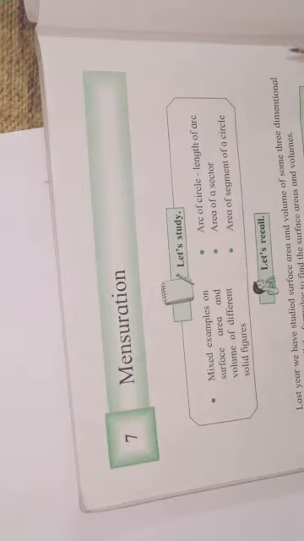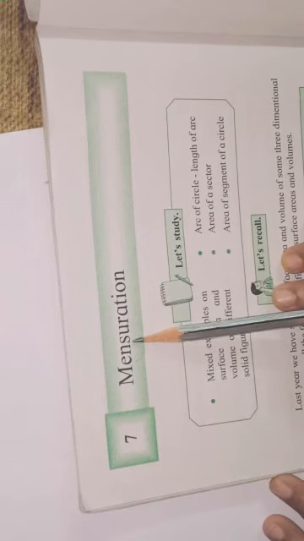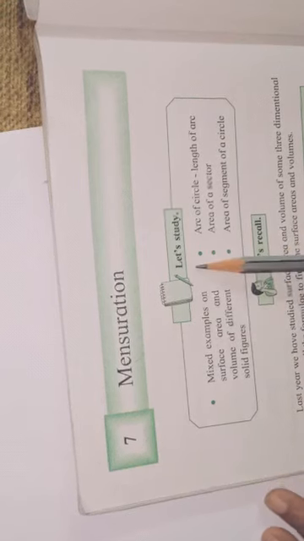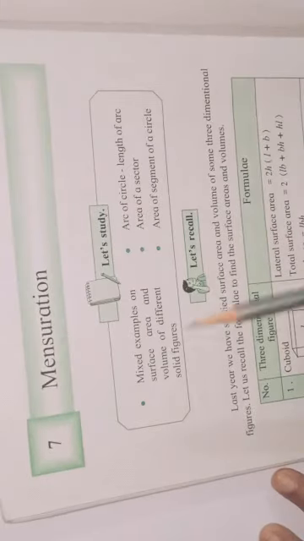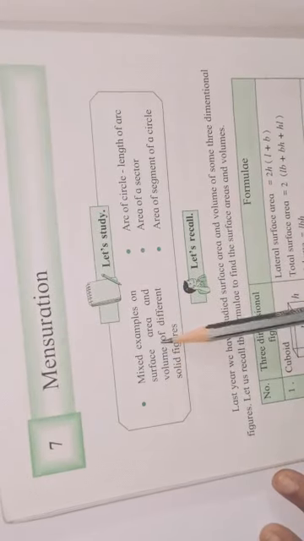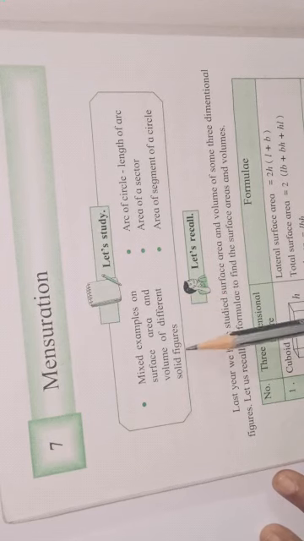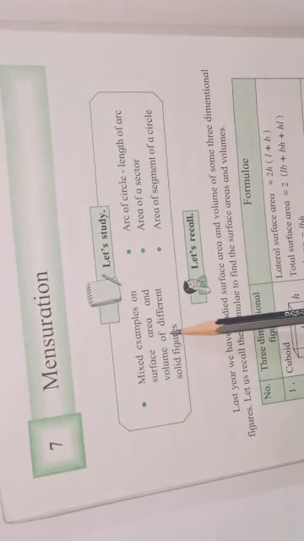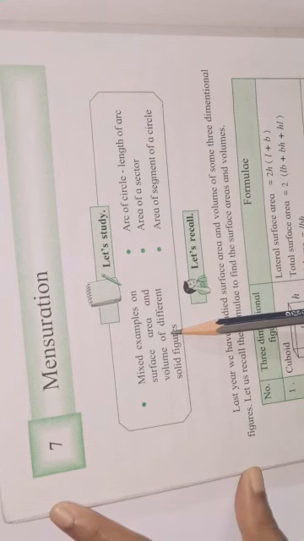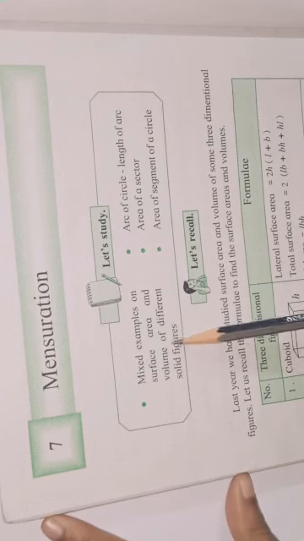Today we are going to start Mathematics Part 2, Chapter number 7, Mensuration. So what are we going to study in this lesson? Mixed examples on surface area and volume of different solid figures, which you have already studied in 9th standard. Volume and surface area, that we have to revise here first.